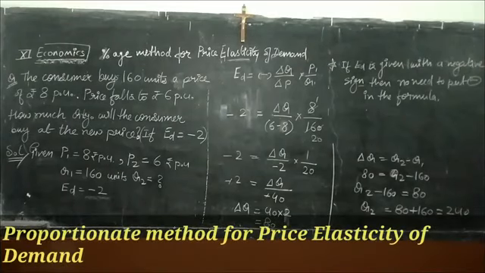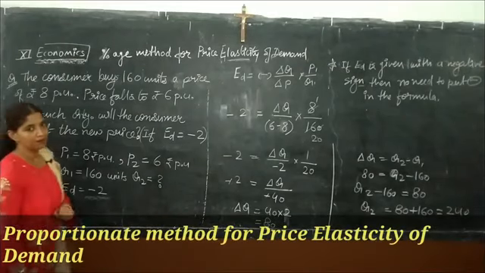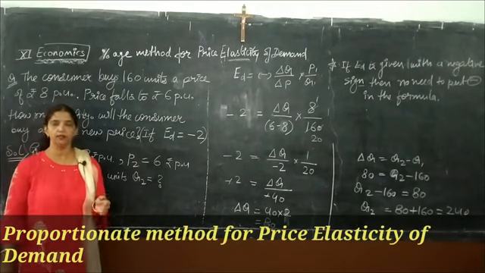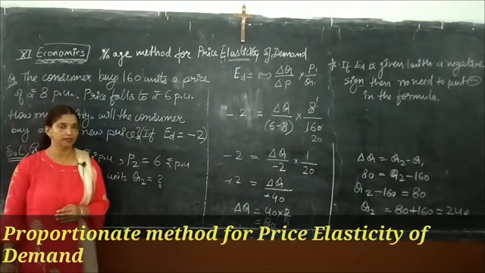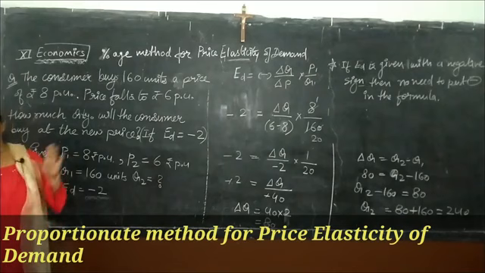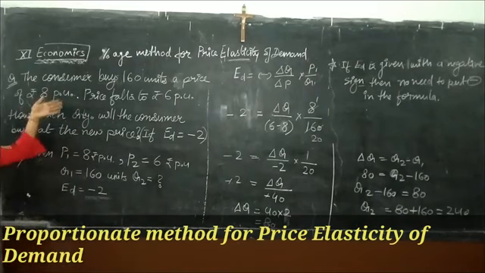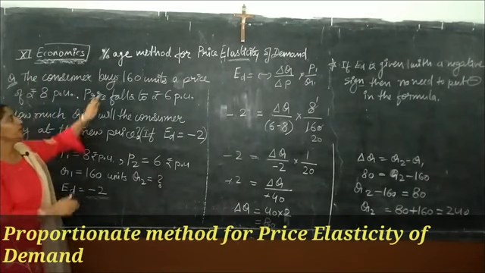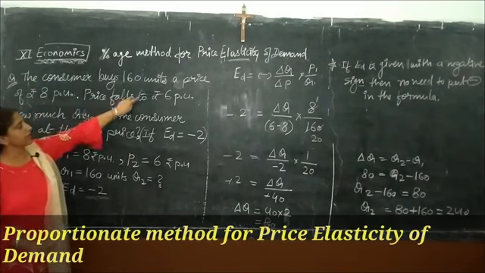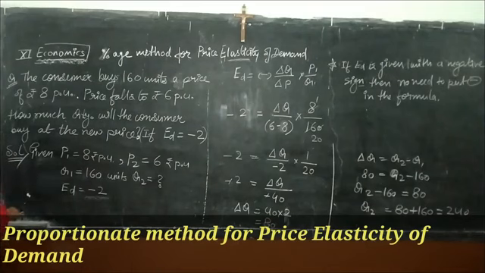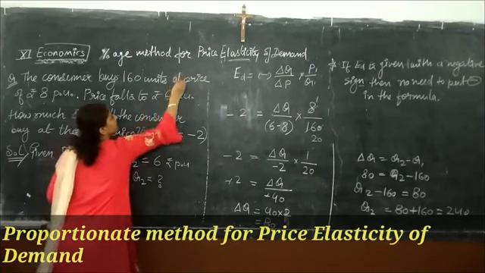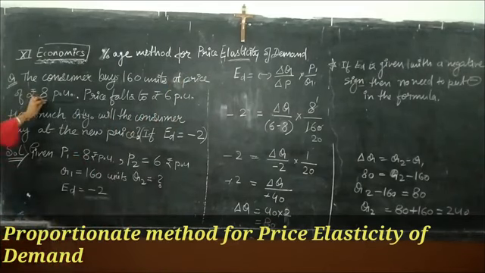In this video we will discuss one more numerical problem that is related with the proportionate method for price elasticity of demand. First of all, we will discuss the question. The question is, the consumer buys 160 units at a price of rupees 8 per unit. It means the initial price which is mentioned in the question is 8 rupees per unit.